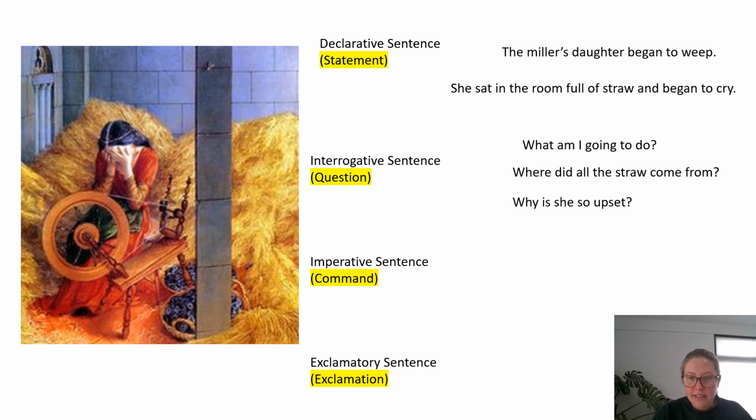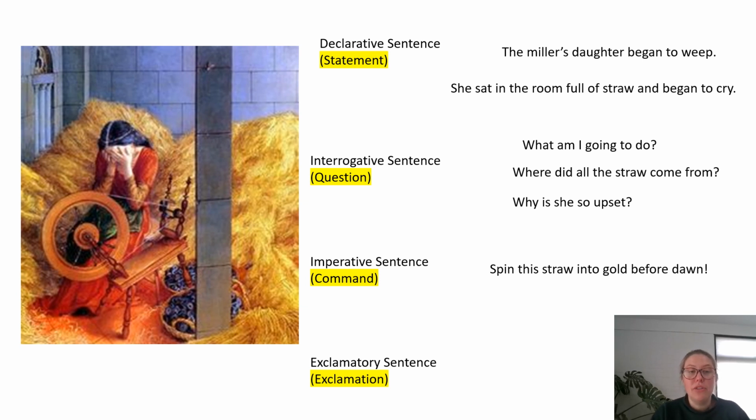Okay, the third type we have is a command sentence. Now, a command sentence is telling someone to do something. It's giving a command. It can end in a full stop or it can end in an exclamation mark. So I've got an example here of a command. Spin this straw into gold before dawn! And I've put an exclamation mark because it's a strong command. I wanted to emphasize that. Commands can also have a full stop at the end.